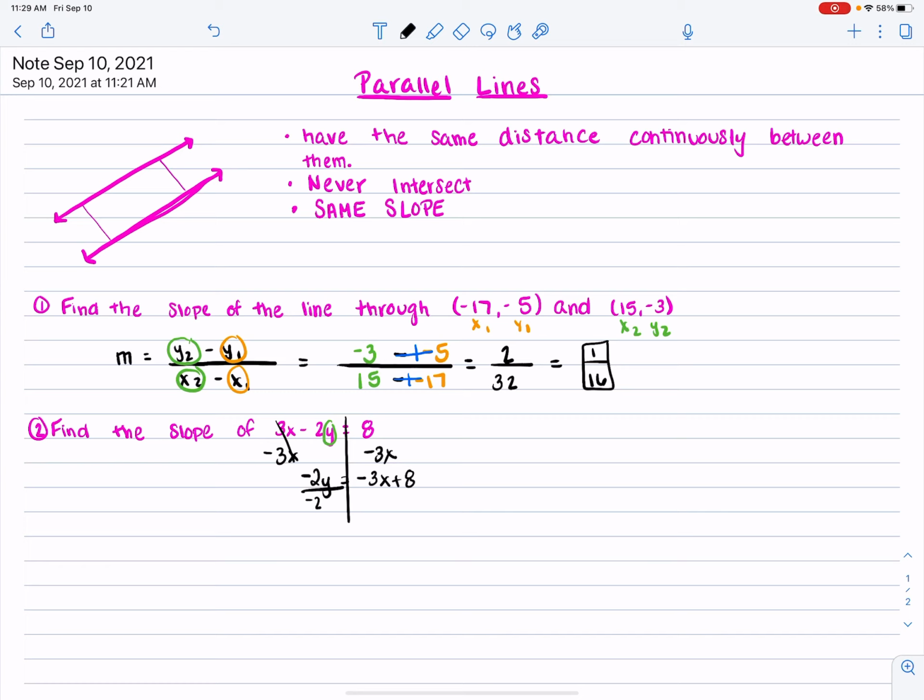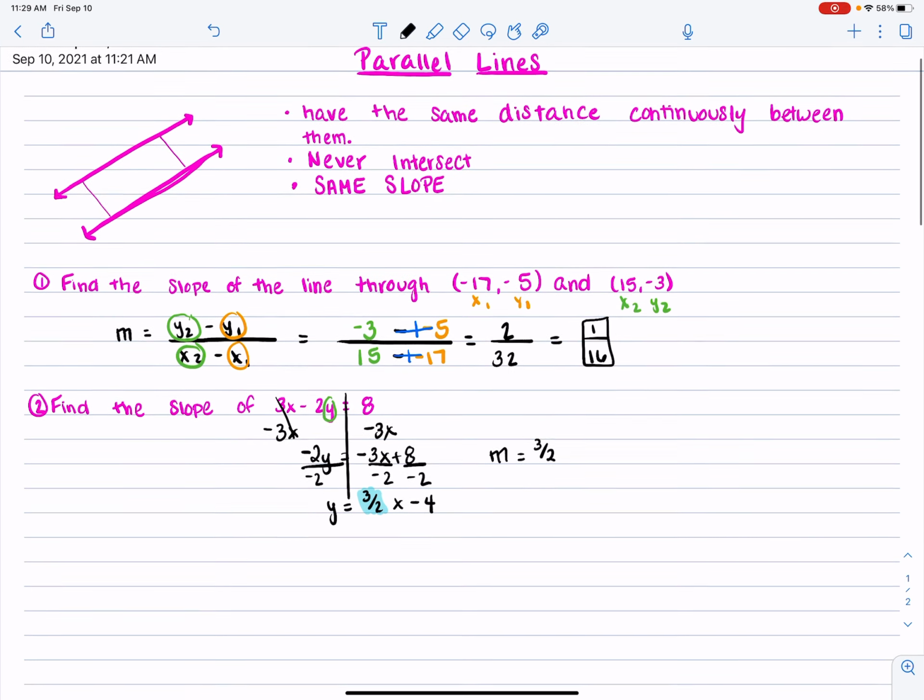Then divide everything by -2. Okay, so I have y equals negative 3 over negative 2 simplifies to a positive 3 over 2x. 8 divided by negative 2 is negative 4. But the question only asked you for the slope. The slope of this equation is just this number in front of x. So we could say that the slope, or m, is equal to 3/2. Okay, so now we're going to talk about parallel lines.